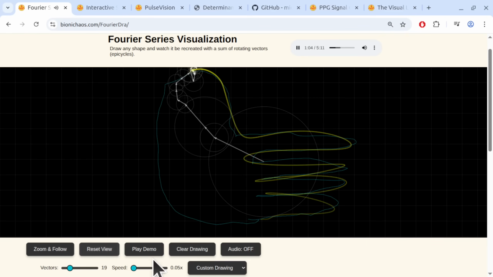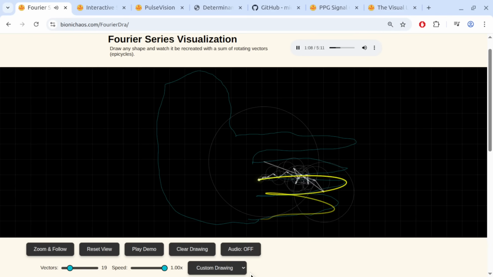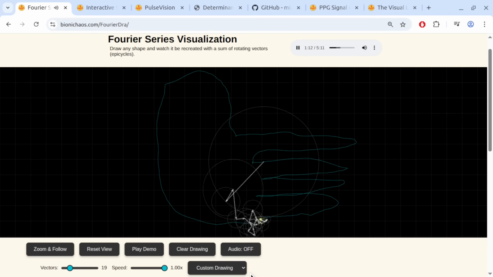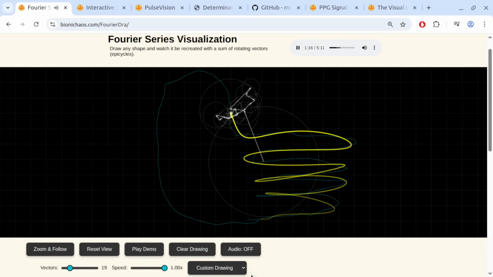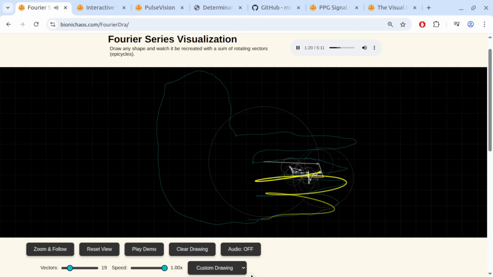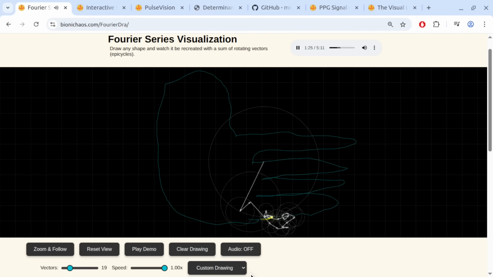So that's the core concept then, breaking stuff down into waves. How does this visualization actually bring that to life? Because it feels really intuitive when you see it. It really does. You can literally draw whatever shape you want or pick from presets. You mentioned Homer, but also a square, circle, heart, treble clef. And you can fiddle with the controls too, right? The number of vectors, how fast they spin.